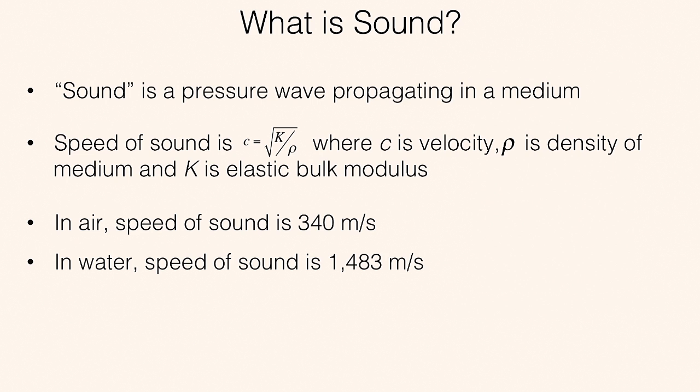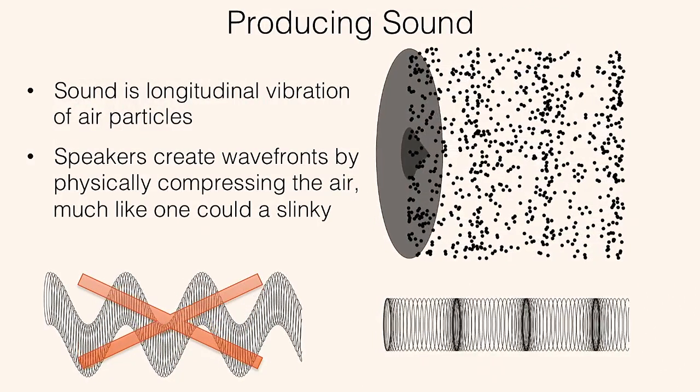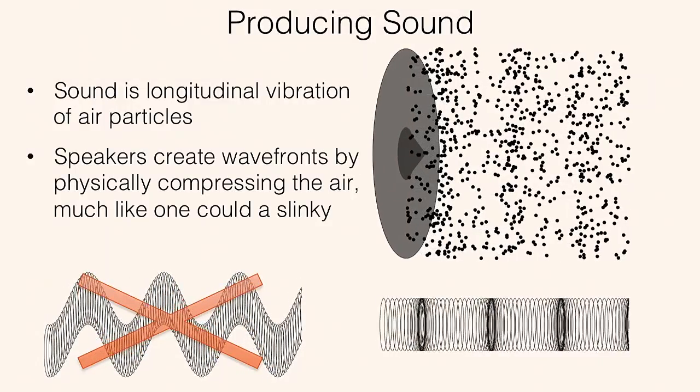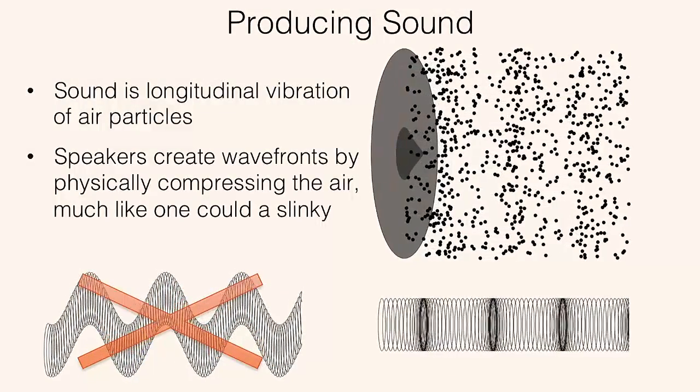So first, what exactly is sound? Well, sound is a pressure wave that propagates through a medium. It has speed that is proportional to the square root of the stiffness and inversely proportional to the square root of the density. In air, the speed of sound is 340 meters per second, and in water, it's about 4 times faster. That's all great, but what exactly is sound? So let's look at how we produce sound. Basically, what we do is we vibrate air particles in a longitudinal wave.